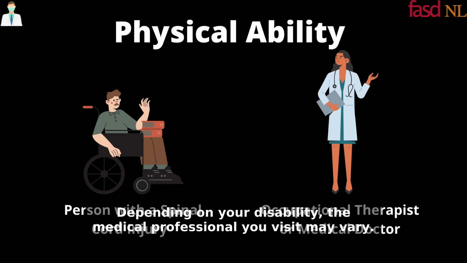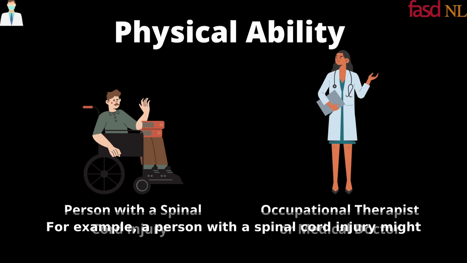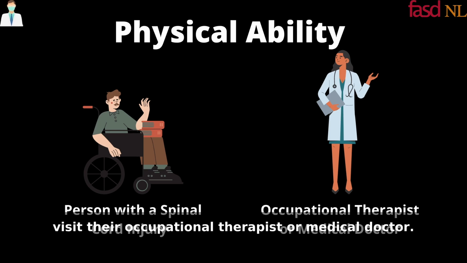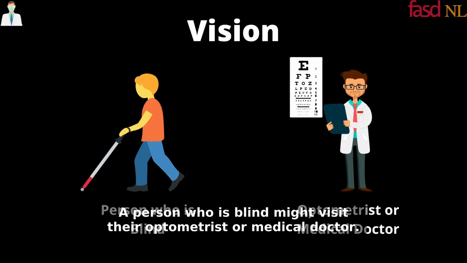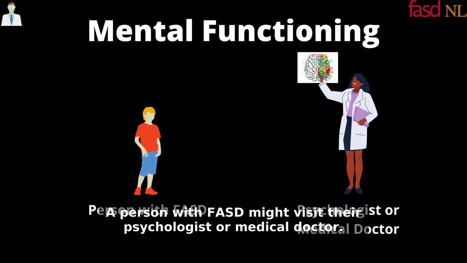Depending on your disability, the medical professional you visit may vary. For example, a person with a spinal cord injury might visit their occupational therapist or medical doctor. A person who is blind might visit their optometrist or medical doctor. A person with FASD might visit their psychologist or medical doctor.